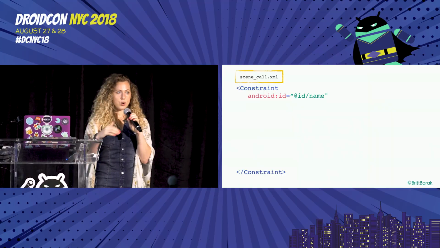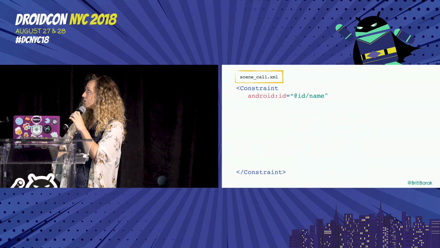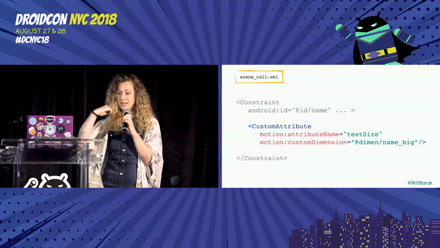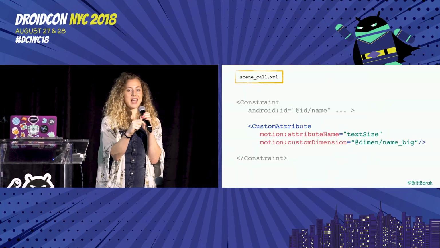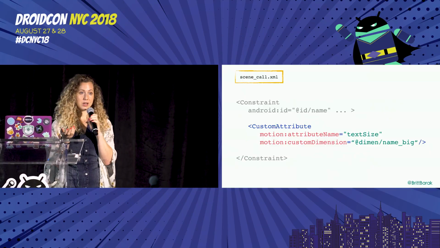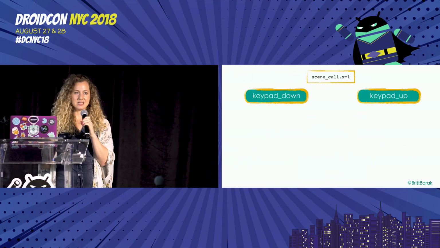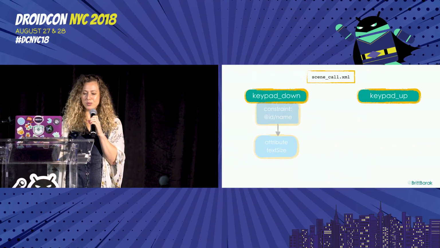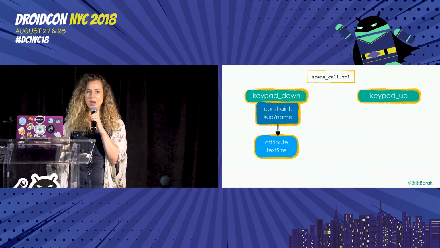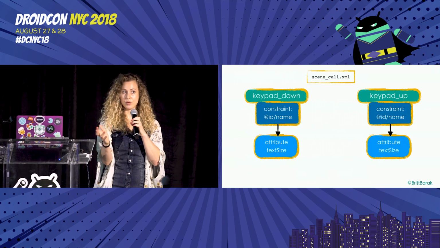How do we do that? As I said, in our example, we want to animate the text size of the name attribute. So I'm going to go to the constraint tag with the name ID, and then add a child tag for a custom attribute. The custom attribute would have a text size and then a dimension, because this is what we can do. The most important thing to remember is that whatever you do on one constraint set, you have to do the same thing on the other, in order to have them both animated for specific views.